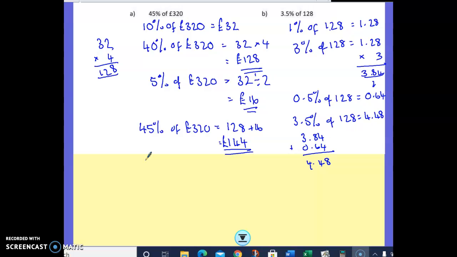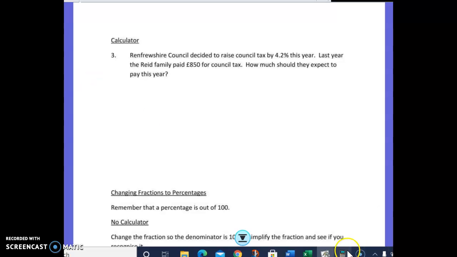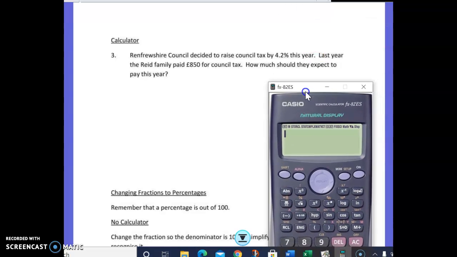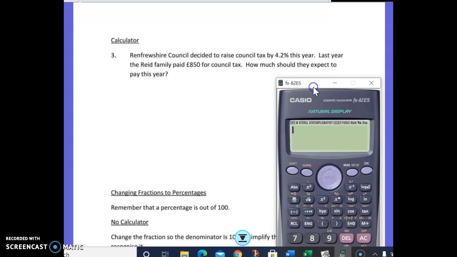Okay, so that should be a wee reminder of how we calculate percentages without a calculator. Let's look at it with a calculator now. Okay, calculator on the go. Here we go. So Renfrewshire Council decided to raise council tax by 4.2%. Last year the Reid family paid £850 for council tax. How much would they expect to pay this year?